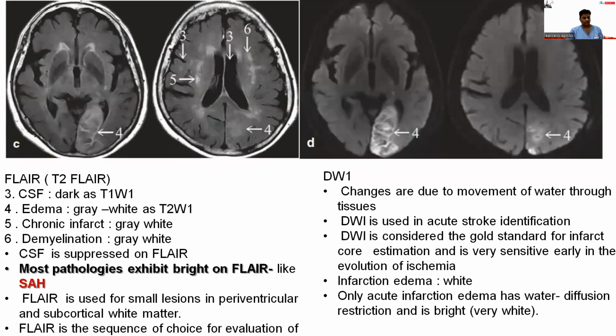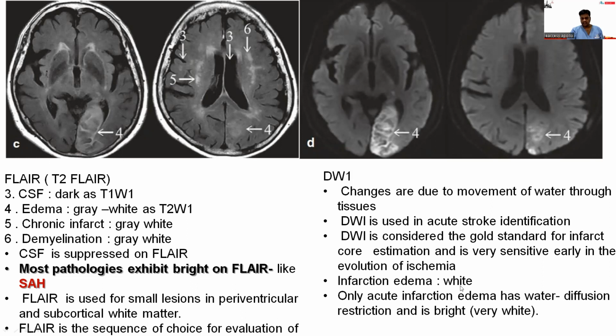When we go to other images like FLAIR, it is nothing but a T2 weighted image without CSF. That is, CSF is suppressed, and then the FLAIR image is obtained. Here, SAH looks bright on FLAIR, and FLAIR is the investigation of choice for multiple sclerosis. Diffusion weighted image is very important because we use this image for the identification of acute stroke, and it is also the gold standard for acute infarct core estimation.